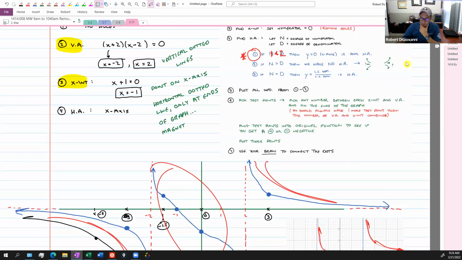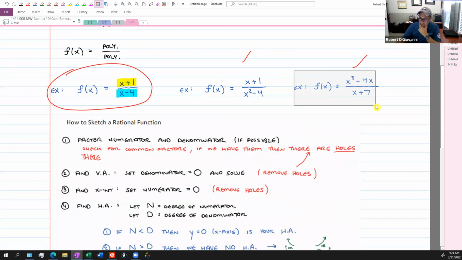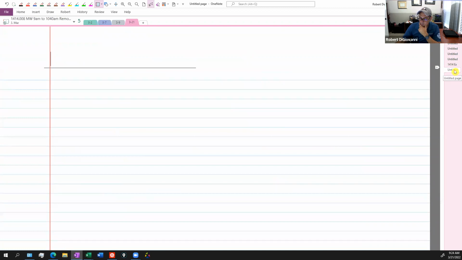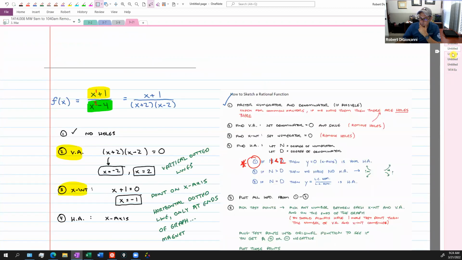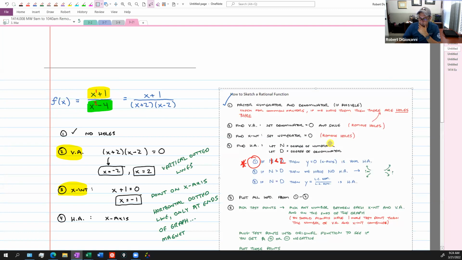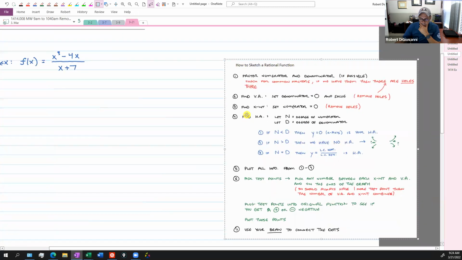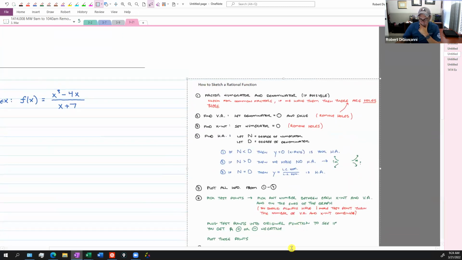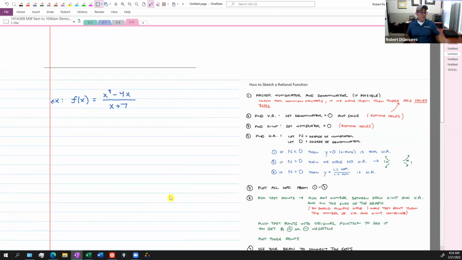Let's take a look at the next one I want to do. Okay, and let me grab our steps again, so we have them. All right. So the first thing I'm going to do is factor everything. I noticed that in the numerator, I can pull out an x first. I can pull a GCF out. In the denominator, I can't pull anything out.